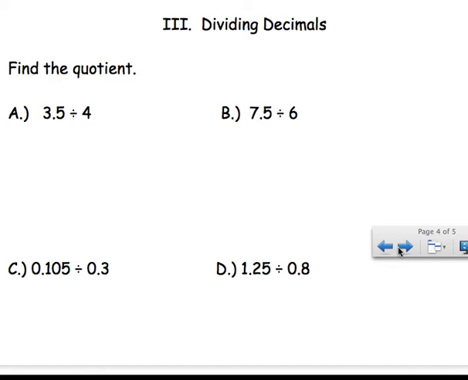For these, we're going to find the quotient, which means we're dividing. And so for dividing decimals, you're going to see two types of problems here, A and B, which we'll look at first, and C and D, which we'll look at second. Try to think about why they're different.